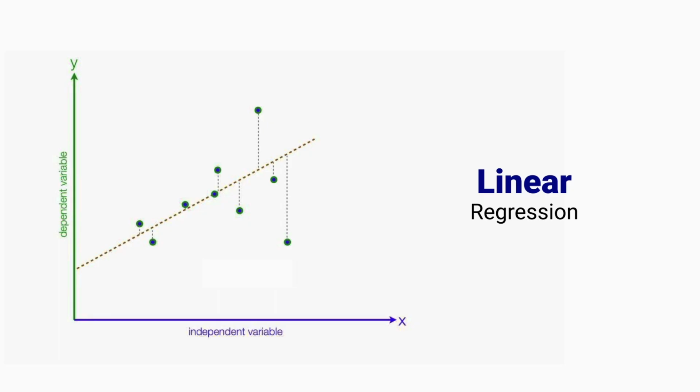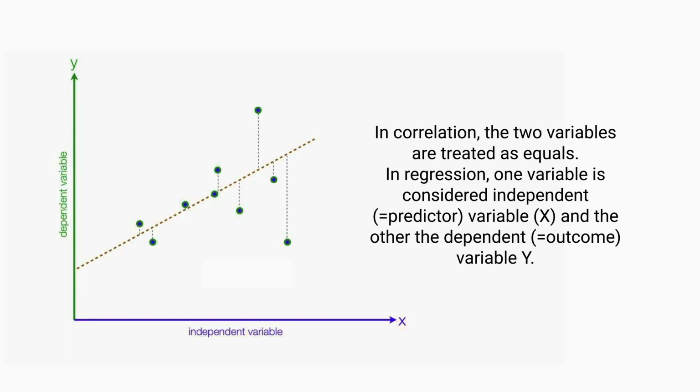So what is linear regression? If we start with the simple linear regression, in correlation the two variables are treated as equal. In regression, one variable is considered independent, which we call the predictor variable, x, and the other, the dependent, is called the outcome. So here we are treating the two variables in a different manner. In correlation, we considered the variables in an equal manner, either x or y or a or b, but in regression one variable is considered independent as the predictor and the other the dependent.